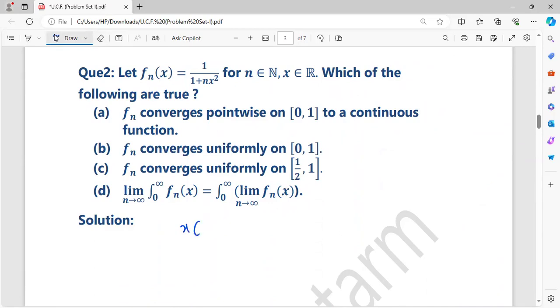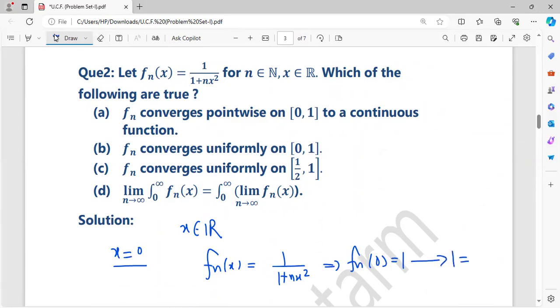If we take any x belonging to R, what will be the pointwise limit of f_n(x)? Because x is either 0 or non-zero. When x is 0, this implies f_n(0) is 1. Okay, this will tend to 1. It means f at 0 is 1.